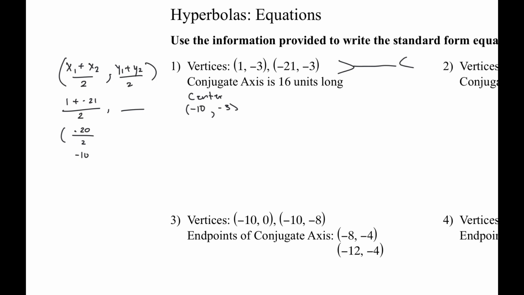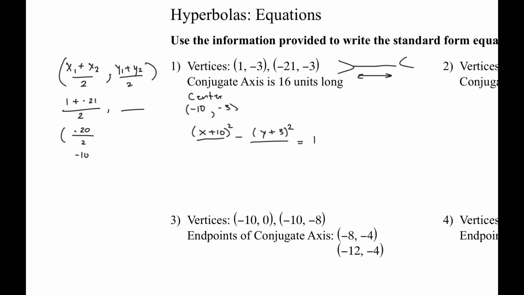Now, from knowing that it's left and right opening, we can write out that initial equation. x comes first since it's left and right. So x minus -10 squared divided by whatever a squared is, we'll come back to that in a minute, minus y minus -3 squared over whatever b squared is, and that's going to be equal to 1.